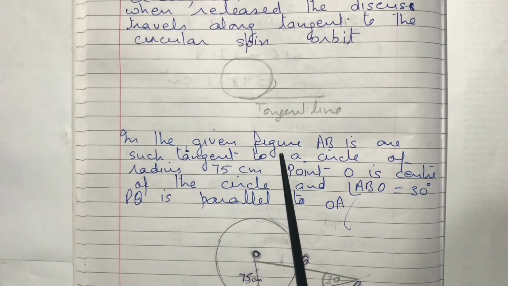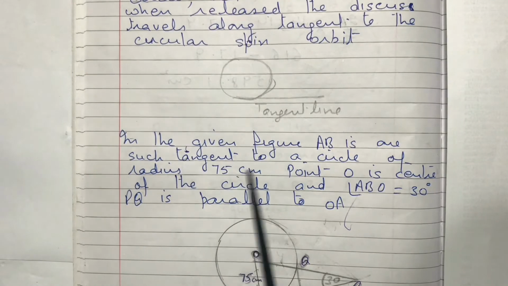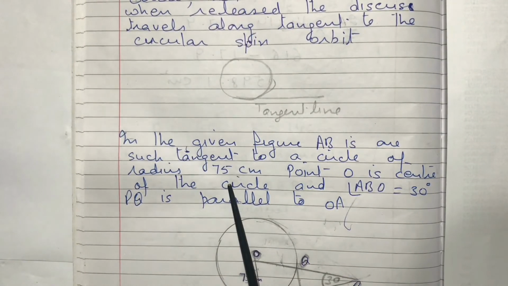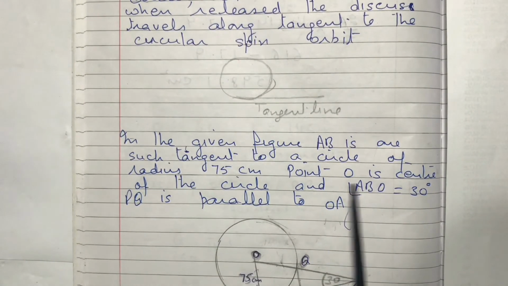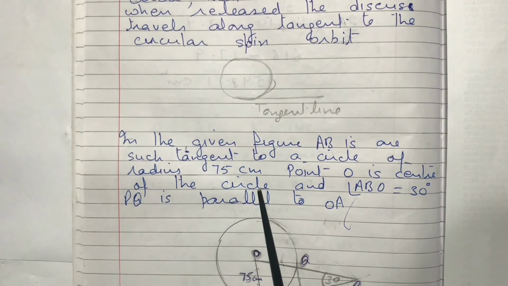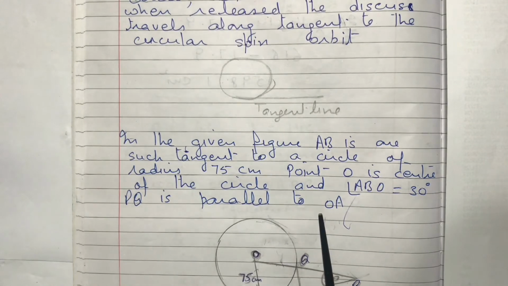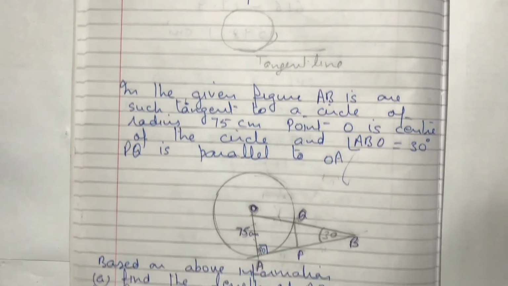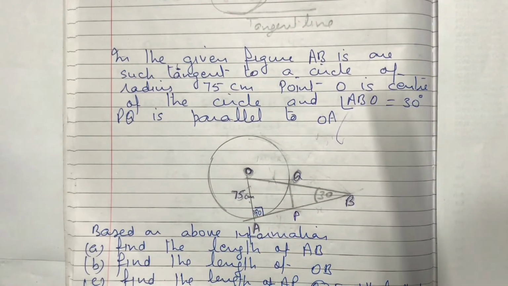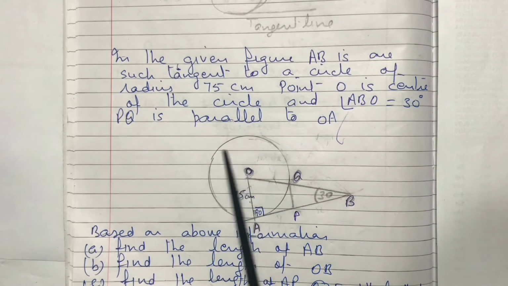Now in the given figure, AB is one such tangent to a circle of radius 75 centimeter. Point O is the center of the circle and angle ABO is 30 degree. PQ is parallel to OA. Now this is the figure. Let me read it again.